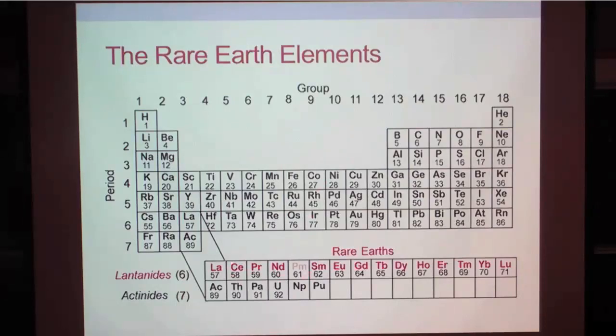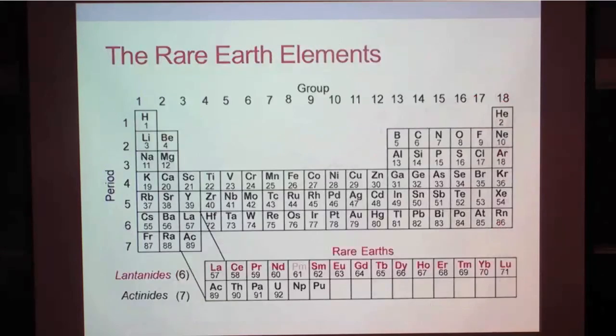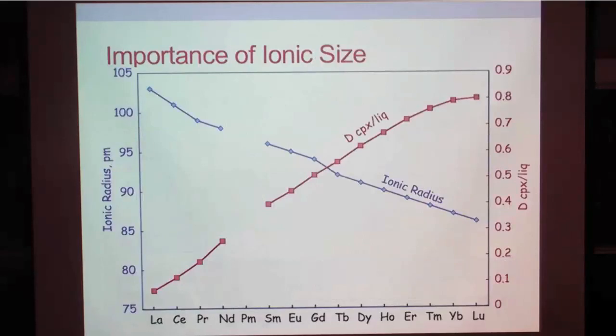These elements at the bottom of the periodic table, I've somehow misspelled lanthanides. The thing about the lanthanides is, for the most part, they all have the same ionic charge of +3, with some exceptions sometimes. But let's consider them as always having +3, or most of the time. As we go from lanthanum to lutetium, the size of the ion contracts. So it's very simple. Their partitioning basically depends on ionic size. And here's a plot of that. Here's the ionic radius. There's no promethium in the Earth. And here is the clinopyroxene-liquid partition coefficient. And you can see how the two relate.